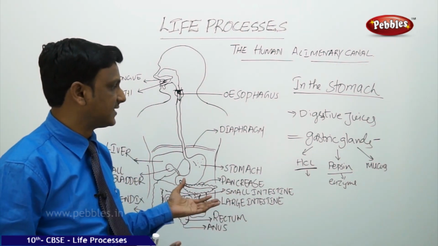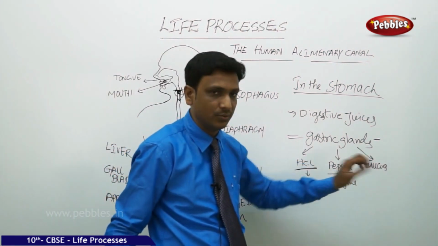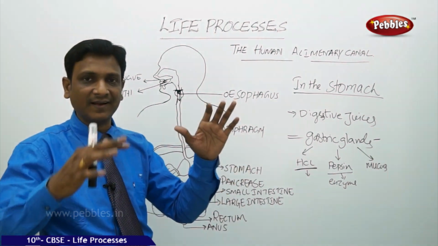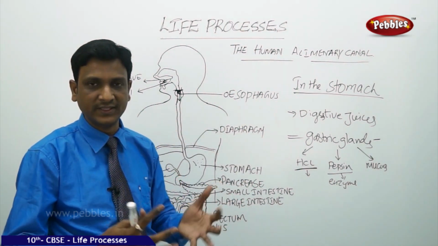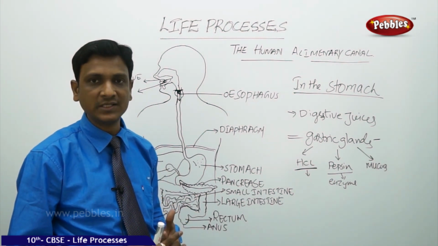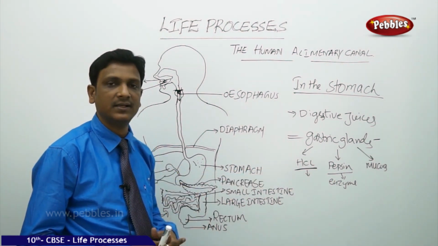So that is the function of this HCl and pepsin. Then what does this mucus do? Mucus lines the walls of the stomach. It gives a protective layer for the walls, so by that the walls are not damaged by the HCl.